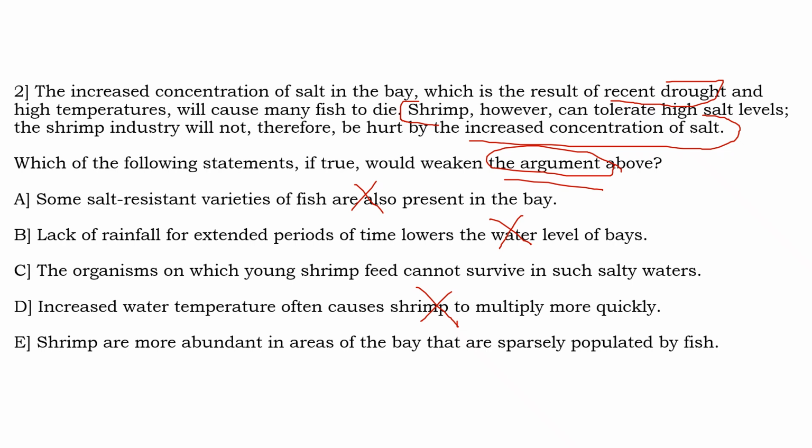Option E, shrimp are more abundant in areas of the bay that are sparsely populated by fish. What again this is doing, when the fish is dying, what will happen? The fish population will become very sparse or very thin, or a reduced population. So in such areas, there will be more shrimp. So when the shrimp number is more, what will happen? The industry will thrive or they will prosper. So again, this is supporting the argument, not weakening the argument. So you have only one answer that weakens the argument, that is option C.